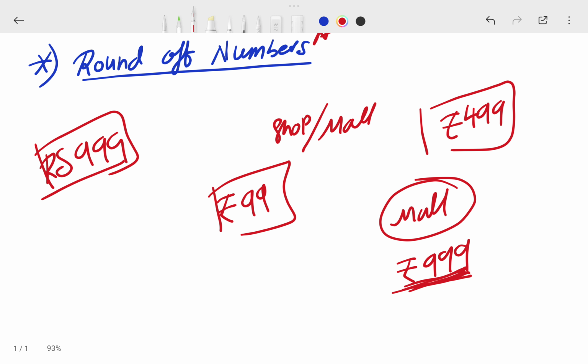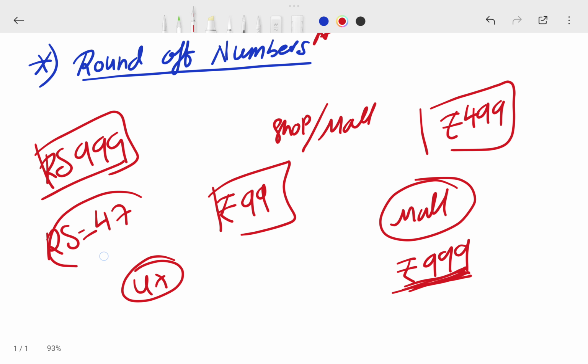Like let's suppose you are going to a shop to buy a pencil and books and something. If the price will be 47 rupees, you are not going to tell mama I bought this for 47 rupees. You will say the total price will be 50 rupees only. I purchased a pen, paper and this scale, the price is 50 rupees. In 50 rupees I purchased.